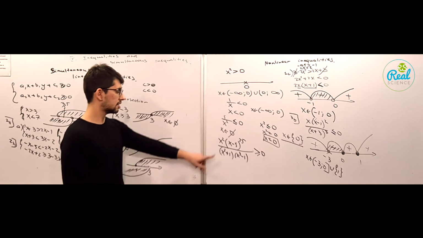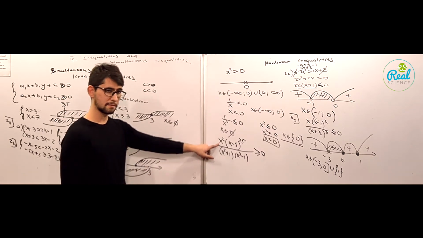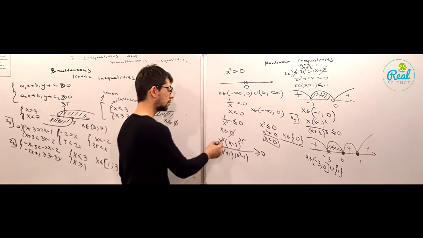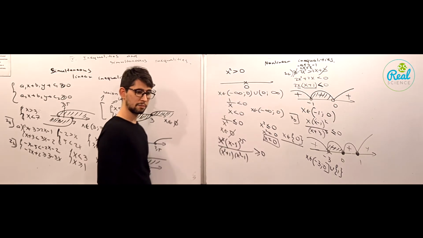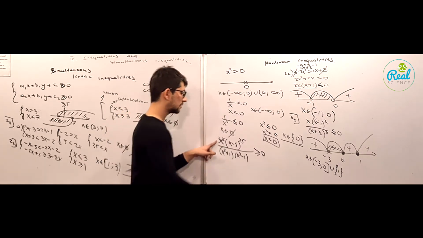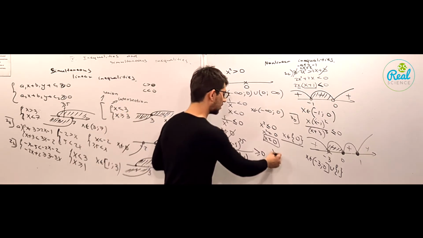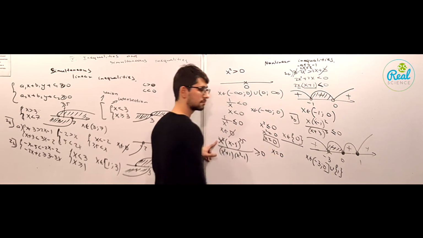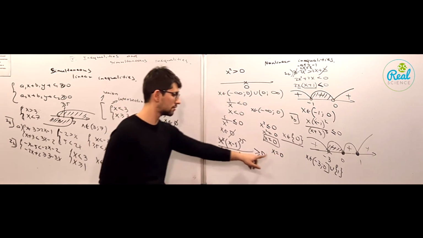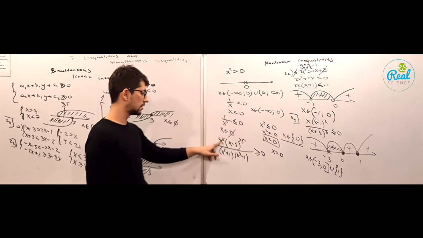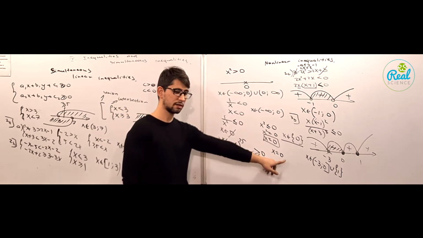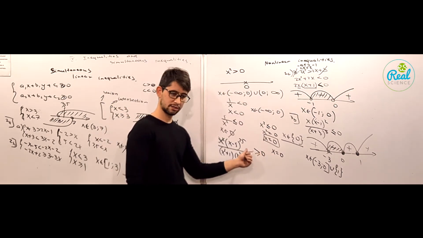X squared is always positive, right? So you can drop it. But bear in mind that it can be equal to 0, so you take that condition. You don't just throw it away, you need to take the condition. We drop x squared, but we keep the condition that it equals 0, because you have an equality sign here, right?